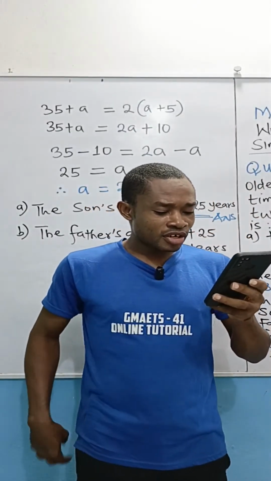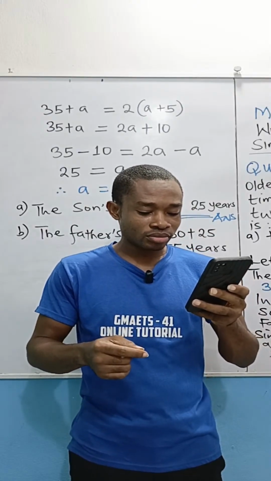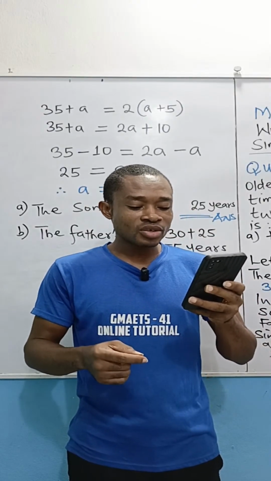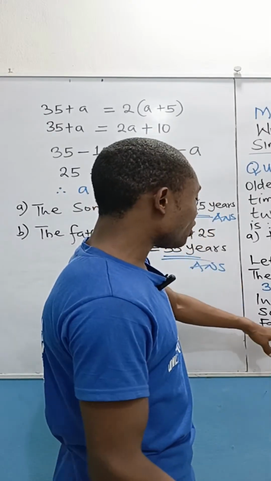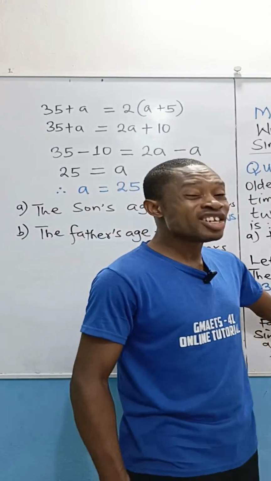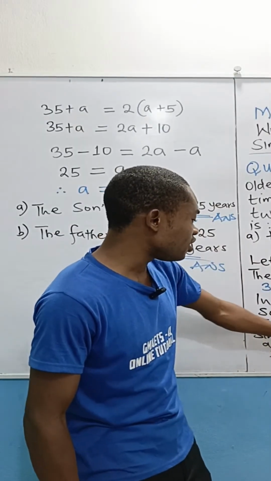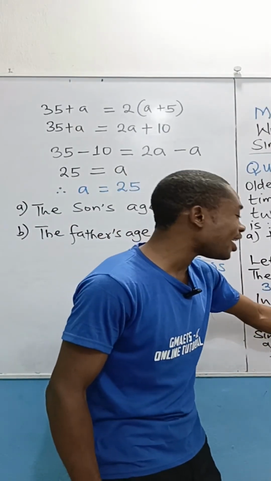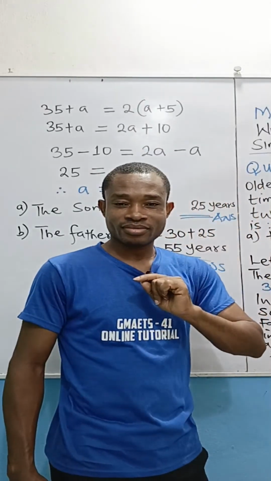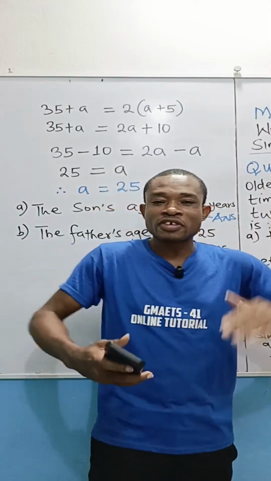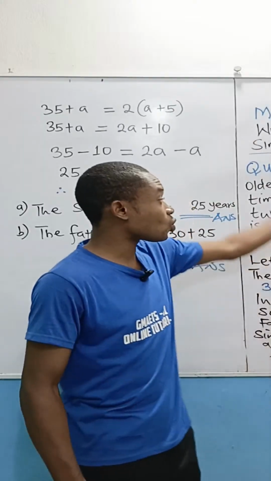Mike MCG asks, in 5 years, wouldn't the father be 35 years old? In 5 years, the father will not be 35 years. Remember that ordinarily in 5 years, look at how we presented it. The father will be 30 plus A plus 5 years, because originally the age of the father is 30 plus the son's age. That's what the question said from the beginning.